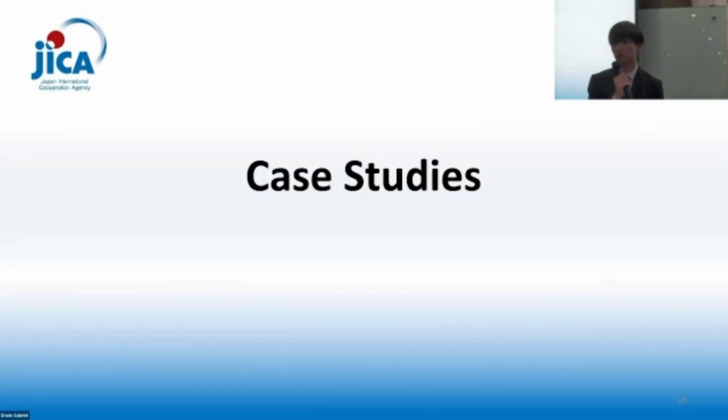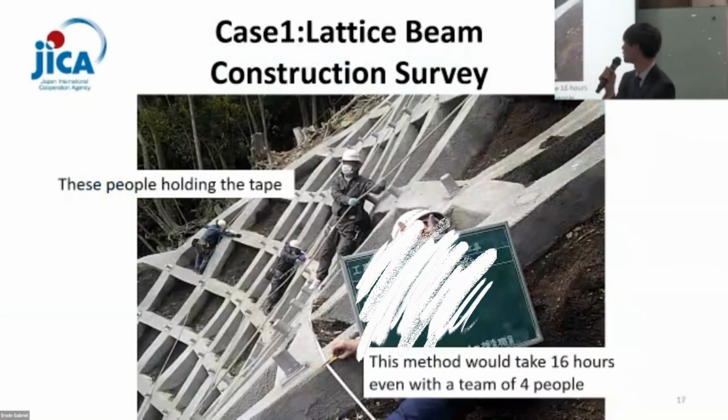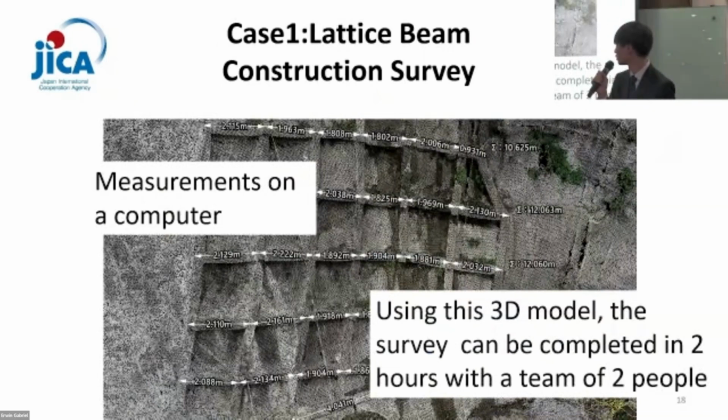So let me introduce some case studies. First, stream construction survey. In this process, several individuals are required to climb the hills like this, and these people hold the tapes. So this method would take 60 hours with 4 people. But now with our technology, we can do it on computers. Using these 3D models, the survey can be completed in 2 hours with 2 people. So we don't need 4 people and 60 hours.